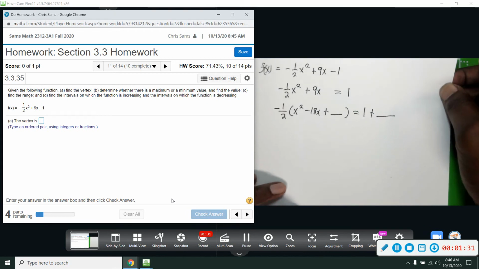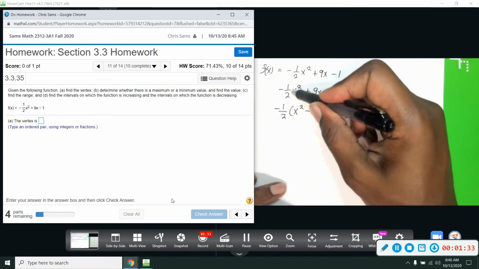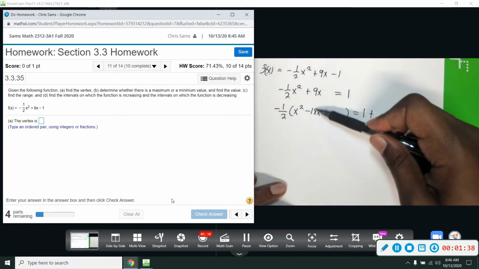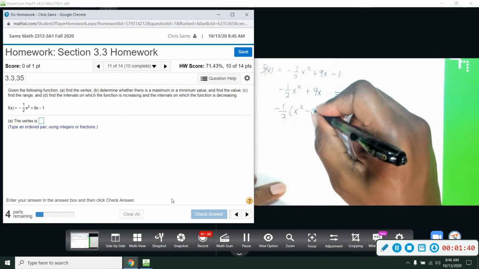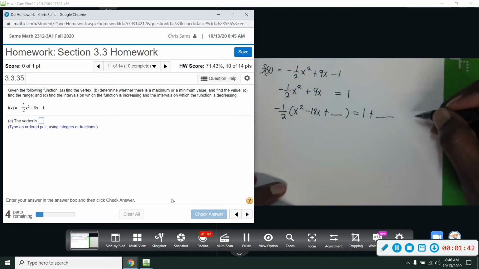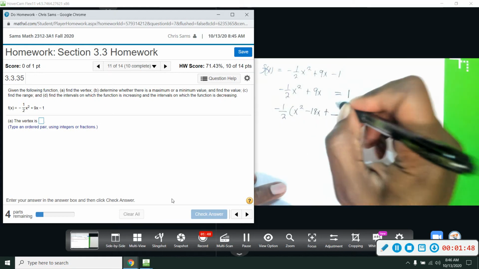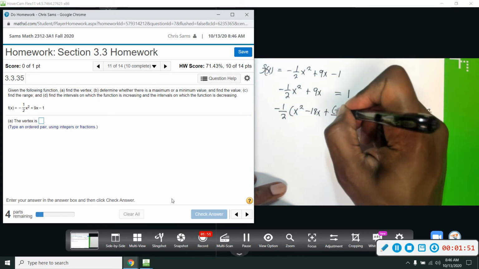Alright, so you move the constant over. You factor out the leading coefficient. This is what we end up with. Take half of the middle term and square it. So divided by 2 is negative 9. And so we're going to be looking at negative 9 squared. Over here I'm just going to add that just like it is, negative 9 squared.